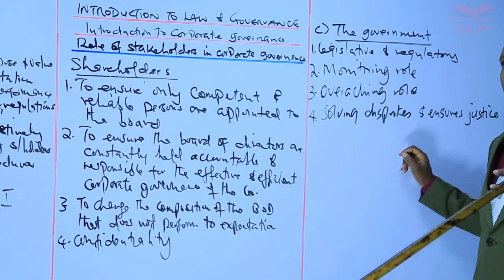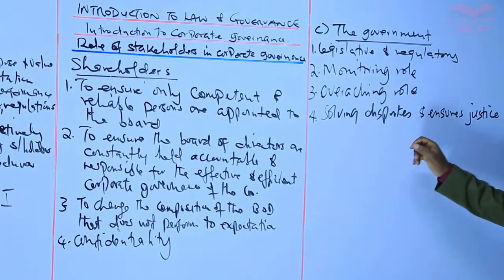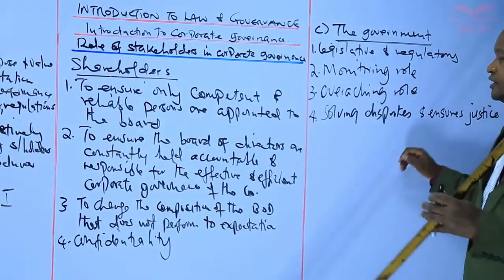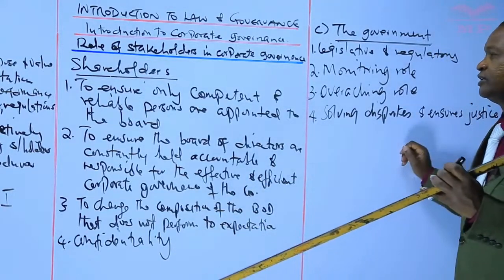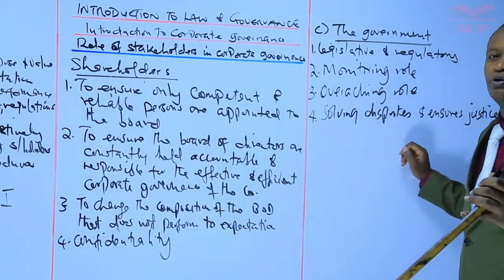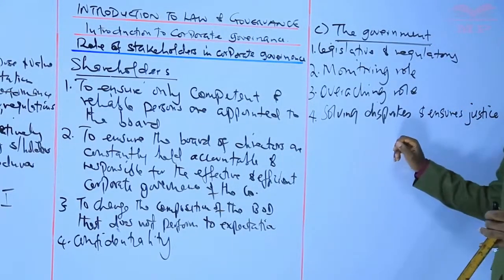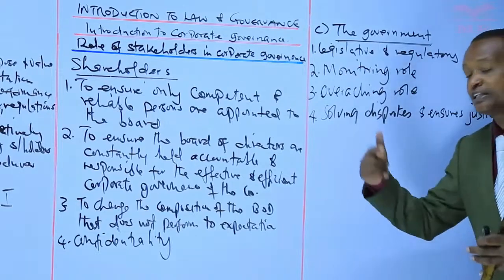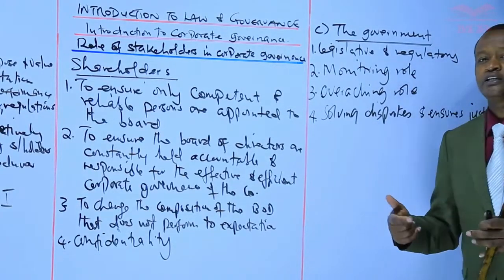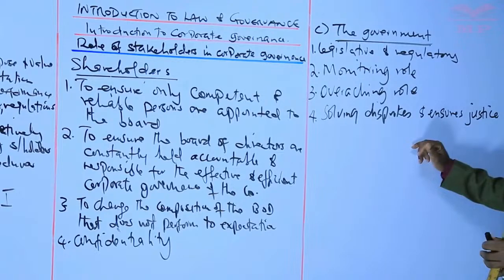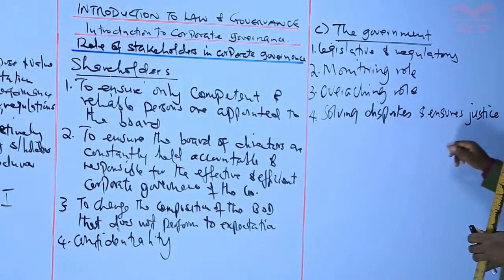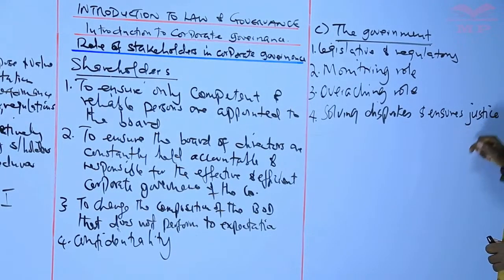And the government can also help gather enough evidence against the corporate leaders who are involved in scandals. The government can gather enough incriminating evidence against such individuals, and that is a very important role in corporate governance. Justice. The government does what? Ensures justice. So these are four roles that are played by the government in corporate governance.